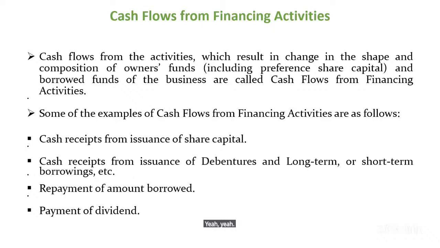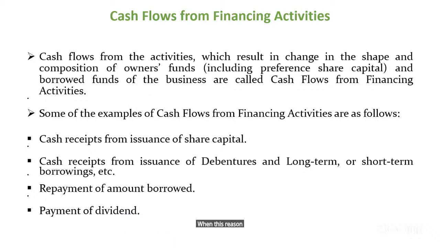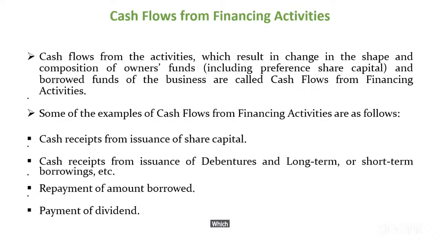All right. Let's go to the last part of it. Cash flow from financing activities. Those activities which result in changes in the shape and composition of owners' fund, including preference shares capital and borrowed fund of the business, are called cash flow from financing activities. So we're talking about when this results in a change in the shape and composition of owners' fund, which will include preference shares capital.